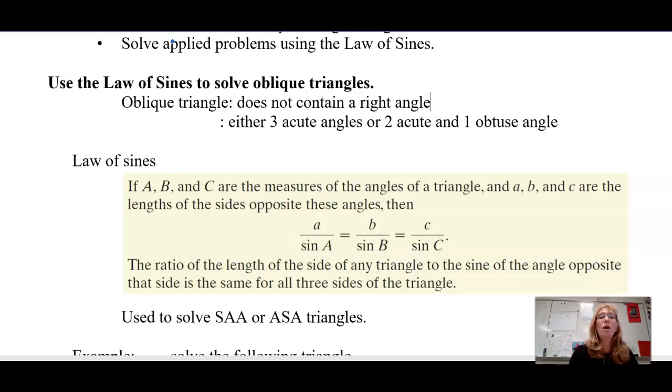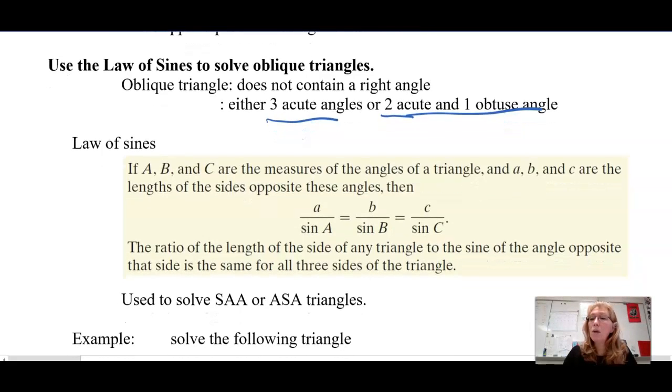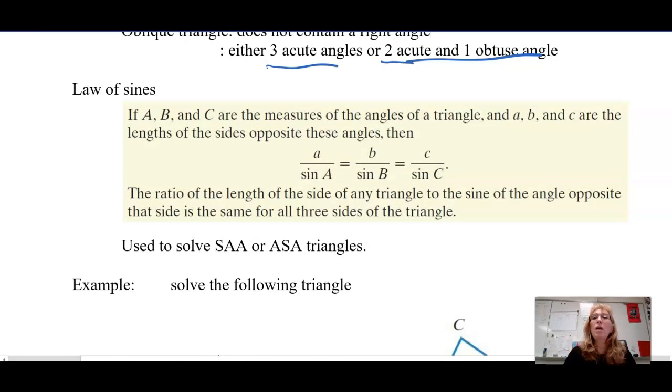Now when you're going through, there's either 3 acute angles or 2 acute angles and 1 obtuse angle. That's what we're looking at here. There's no such thing as 2 obtuse because that would be over 180. Remember, an obtuse is over 90 and acute is under 90.